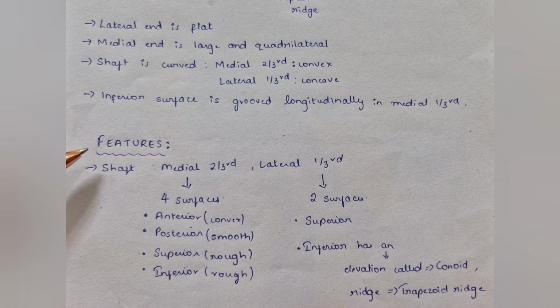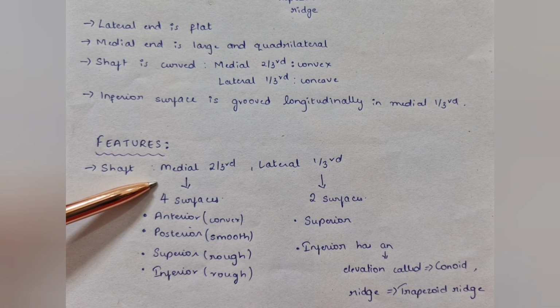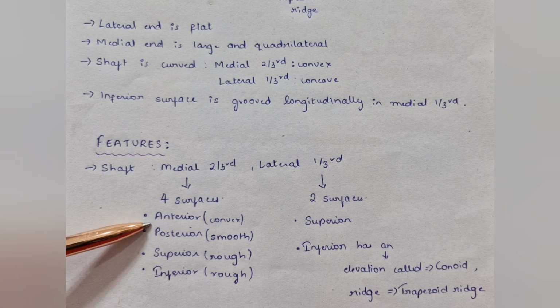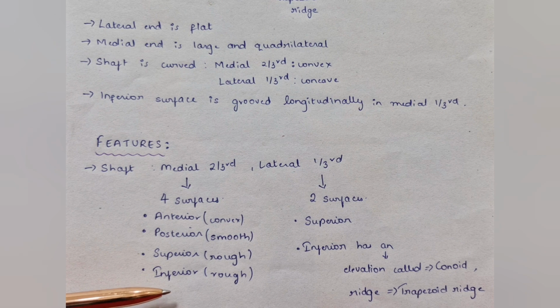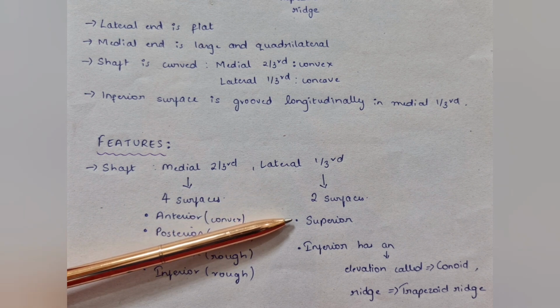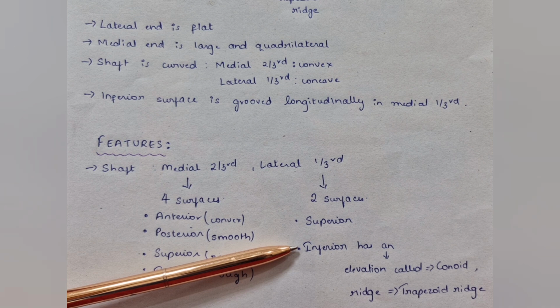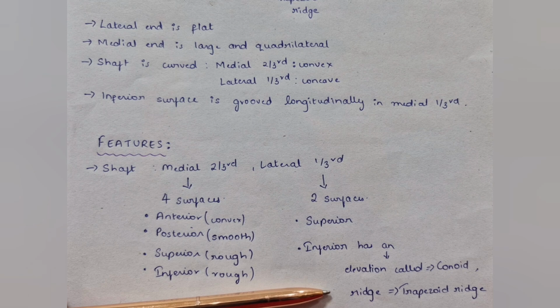Features of the clavicle. First, let's see the shaft. The shaft has the medial 2/3 and the lateral 1/3. The medial 2/3 has four surfaces. The anterior, which is convex, the posterior is smooth, the superior is rough, and the inferior is rough. The lateral 1/3 of the shaft has two surfaces, that is the superior and the inferior. The inferior surface also has an elevation called the conoid and a ridge called the trapezoid ridge.